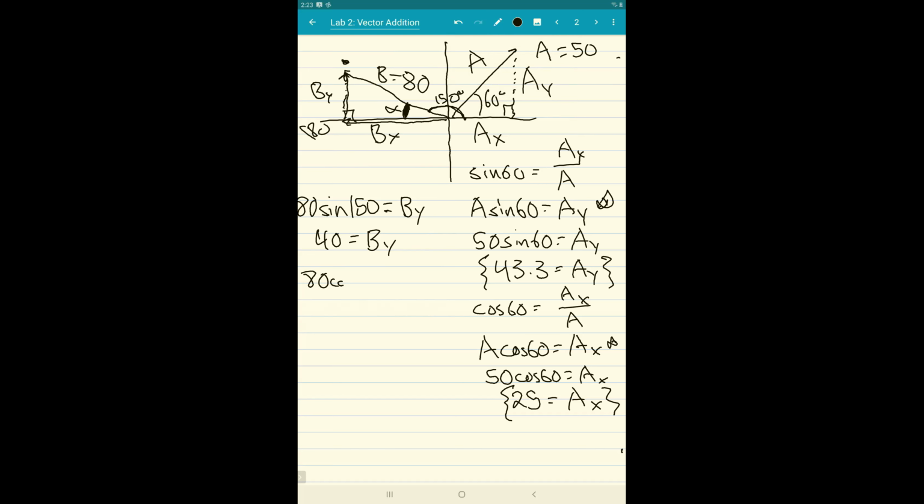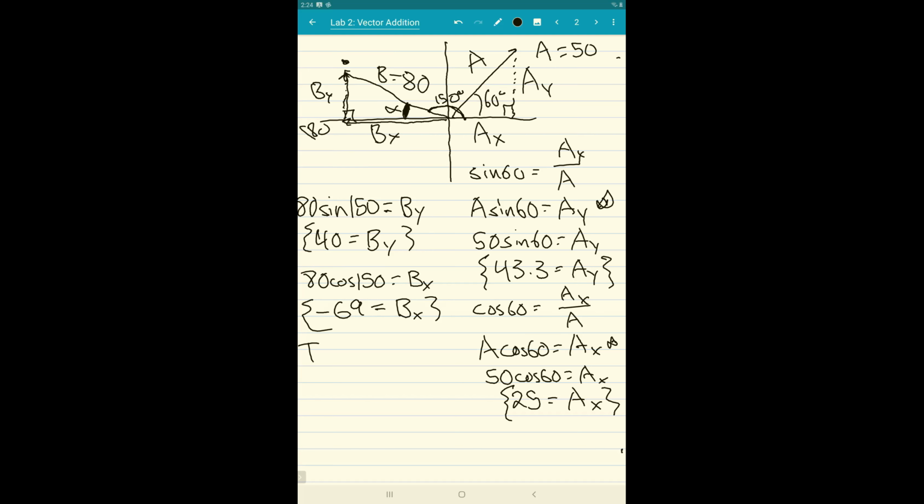80 cosine 150 will give me b sub x. If I plug that in, you're going to see that I get negative 69. I'll just round it to 69. I'm rounding today because I'm being lazy. It doesn't matter. This is just all for example. I picked a perfect number, didn't I? 40 for the y direction, negative 69 for the x direction. So you might be asking, what do we do with this information?